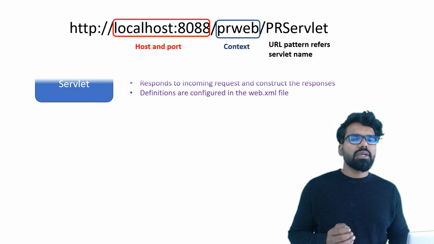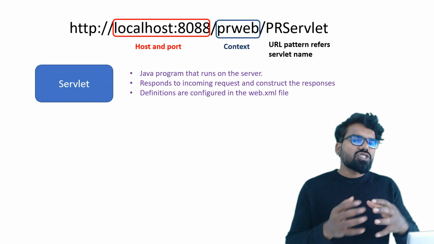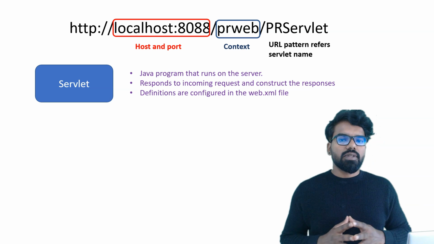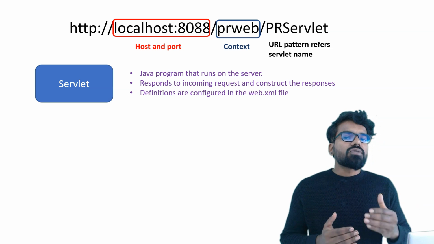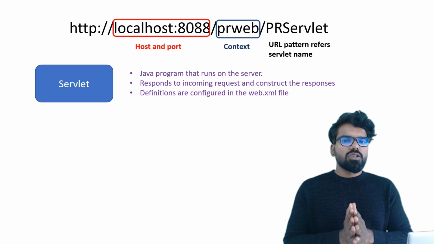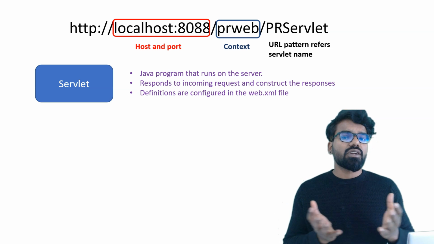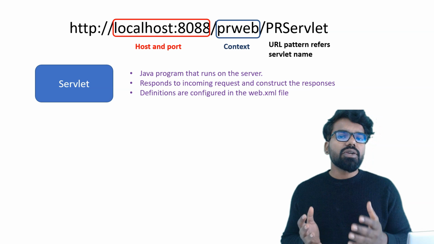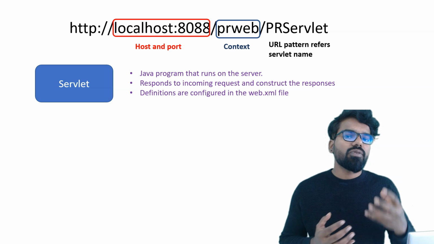So what is servlet name here? Servlet, it's like a Java program that runs on the server. The main job of servlet is to respond to incoming requests, and it can construct the responses. So where do all these servlet definitions get configured? It is configured into the web.xml file of your application.